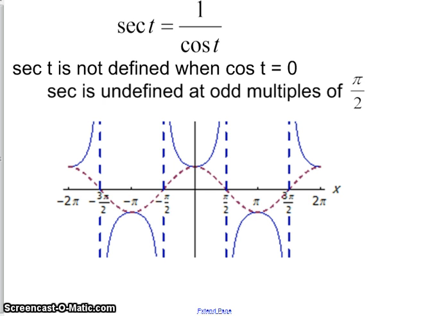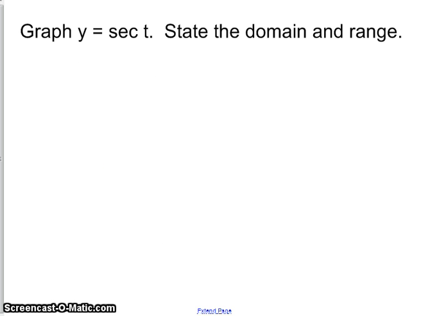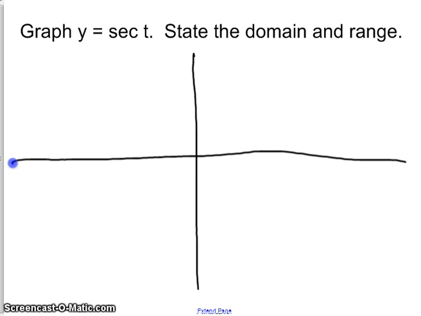So we're going to go to a fresh screen. We are going to set up our axes. So do this with me. I'm just remembering now that I was supposed to state the domain and range as well for both cosecant and secant. So when we get done this graph, we're going to do domain and range together, and then we're going to go backwards to do domain and range for cosecant.